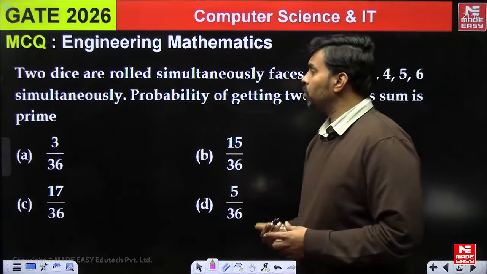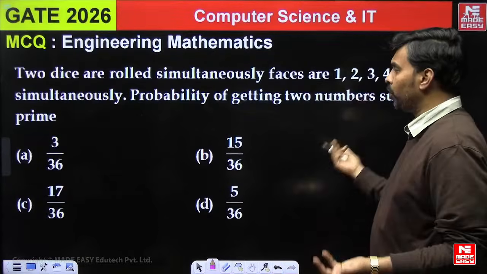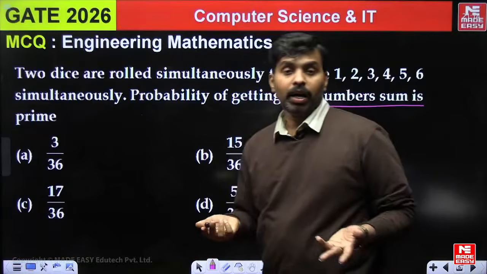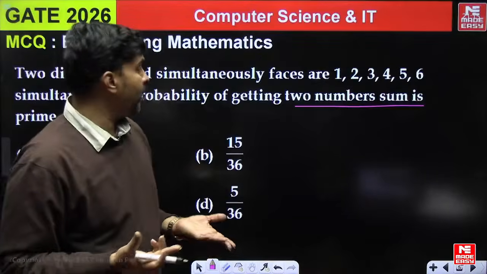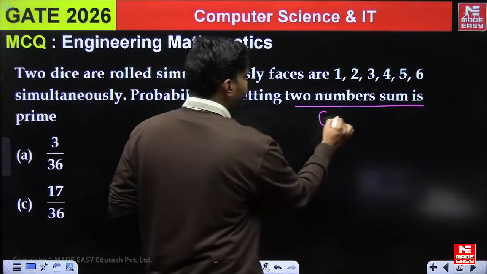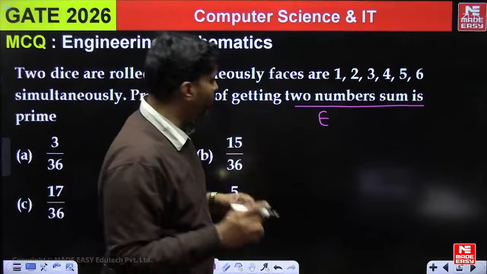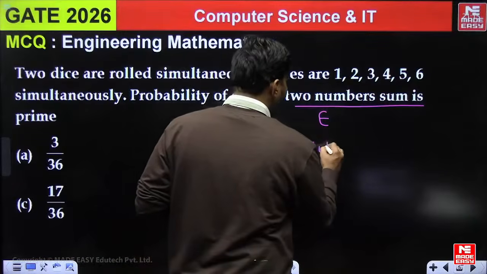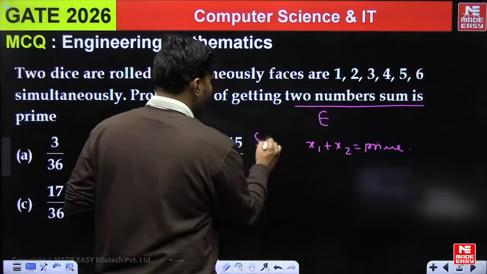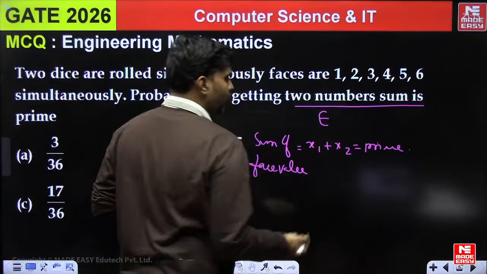Now the next question is: two dice are rolled simultaneously, with faces 1, 2, 3, 4, 5, 6. What is the probability that the sum of the two numbers is prime? Actually, beta, this type of question came in the morning paper and also in this paper. The event is that the sum of the two numbers should be prime, that is x1 plus x2 is equal to a prime, the sum of the face values.